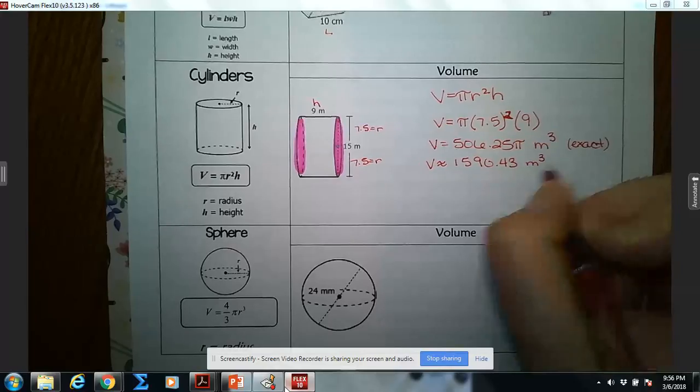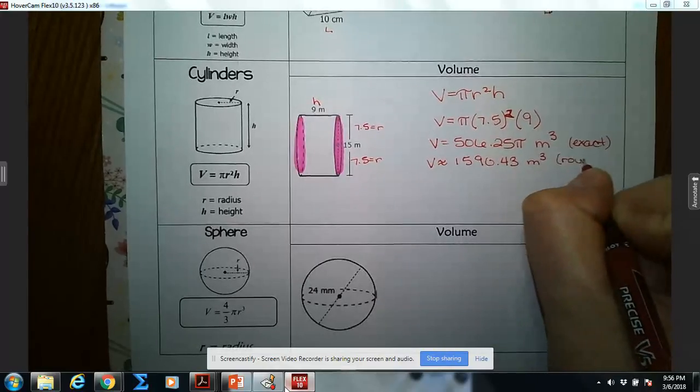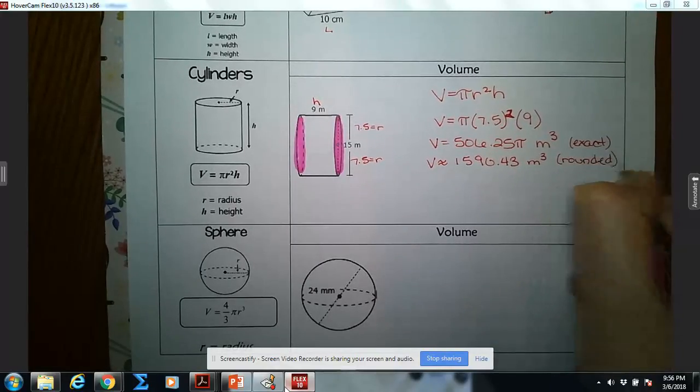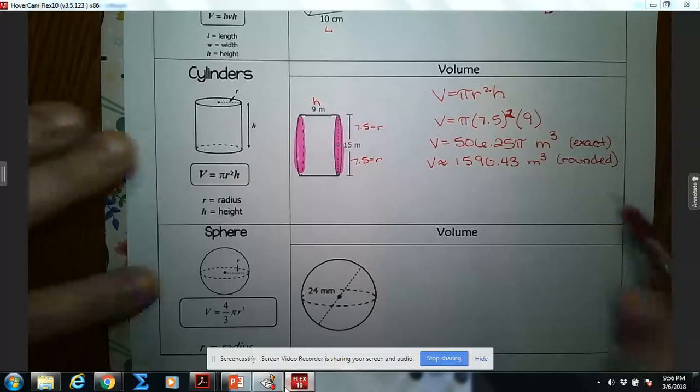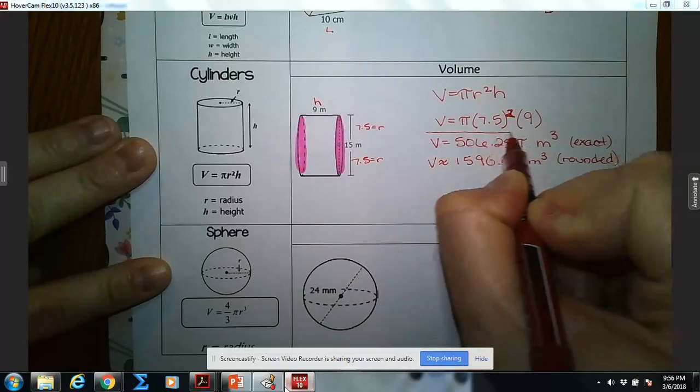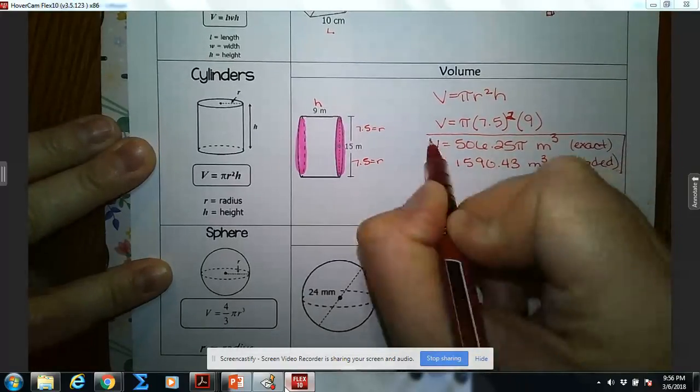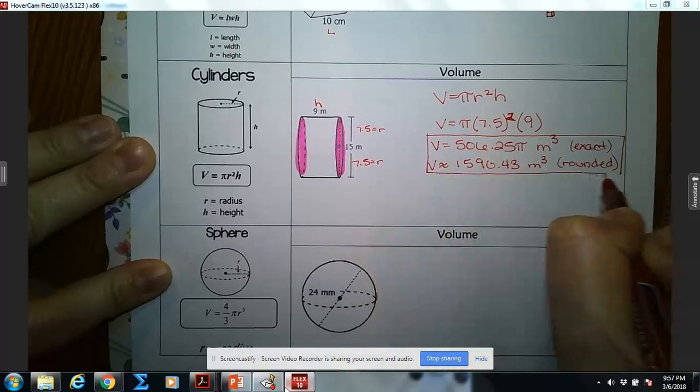About 1,590.43 is our rounded value. So about 1,590.43 little 1 by 1 by 1 meter cubes fit into this cylinder. So you need to be able to find both, just like we've studied for the rest of this unit: exact values and rounded values.